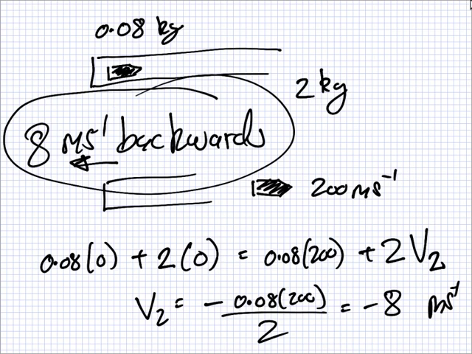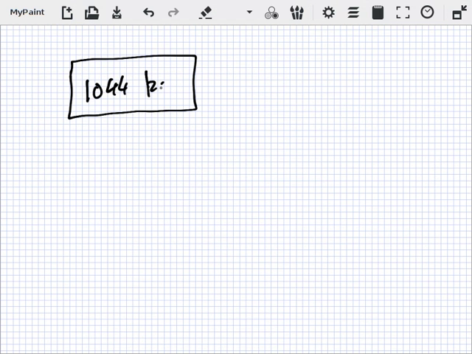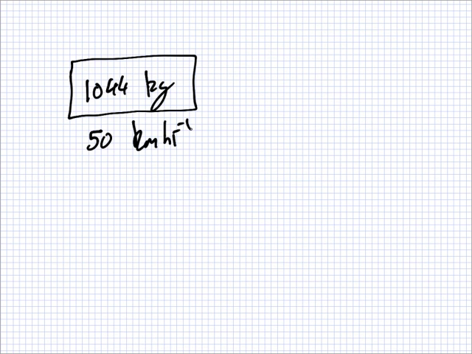Okay, so let's have a look here. I'll draw it for you. This is what's happening. You have your car, which is 1044 kilograms, going at 50 kilometers per hour. So what would be the first thing you have to do? You'd have to convert it, yeah. And then you have here your cyclist.